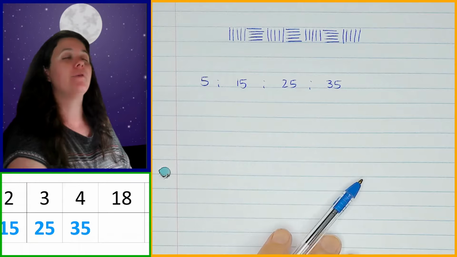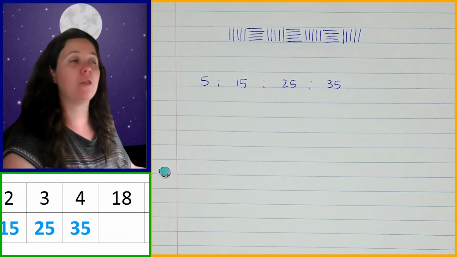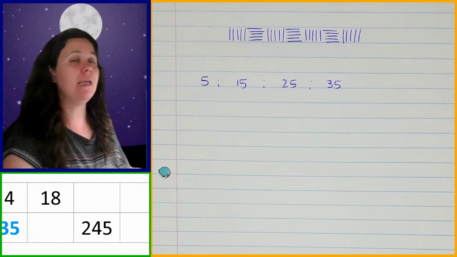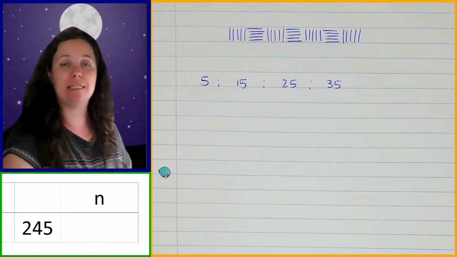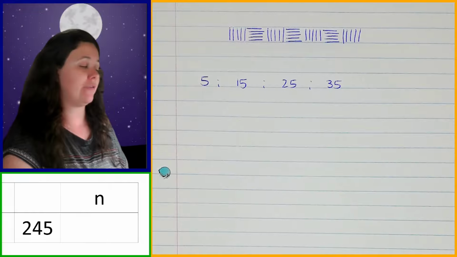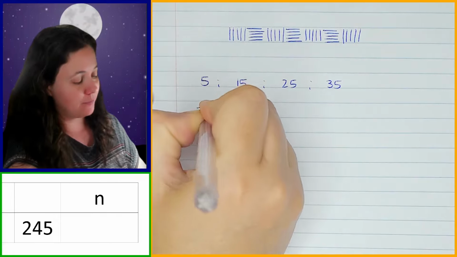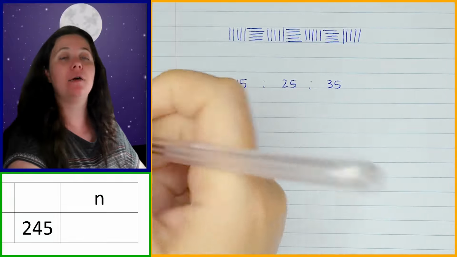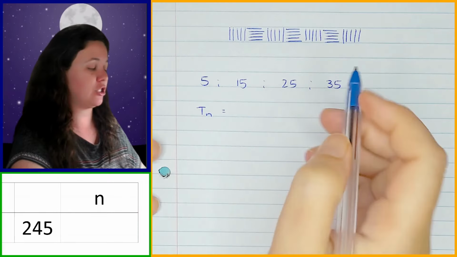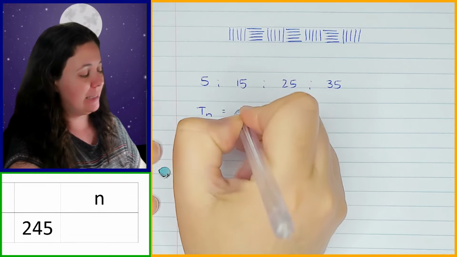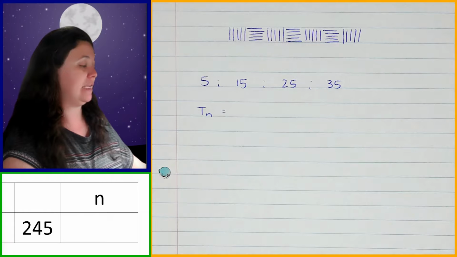Okay, now for the next thing, I'm going to go on to the rule. The reason I'm going to go on to the rule is because it's going to help me to work out the number of lines in the 18th structure and which structure has 245 lines. So for the rule, we are working out Tn. That is the number of lines in the nth structure. So this is going to be Tn equals, and now I need to work out what my rule is. So I need to know what is happening in this pattern.